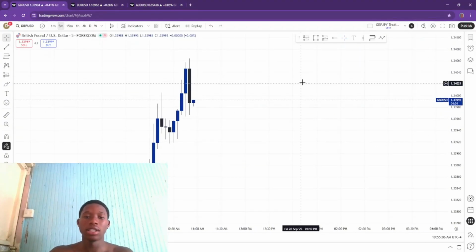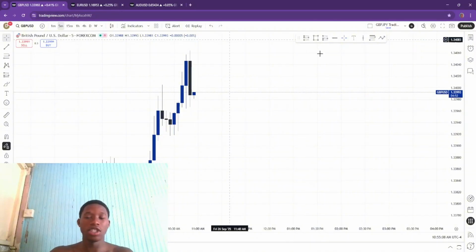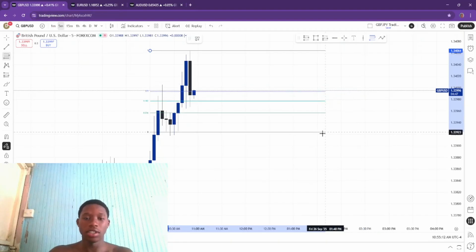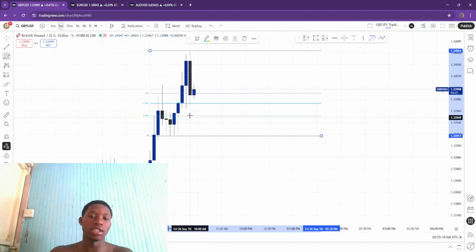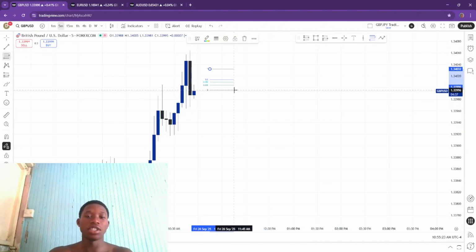For GBP USD, we see a swing high, we see a swing low. In that swing high there was a FVG, but it was touched, so that invalidates our trade. So we cannot take any trades on GBP USD right now based on what price is showing us.